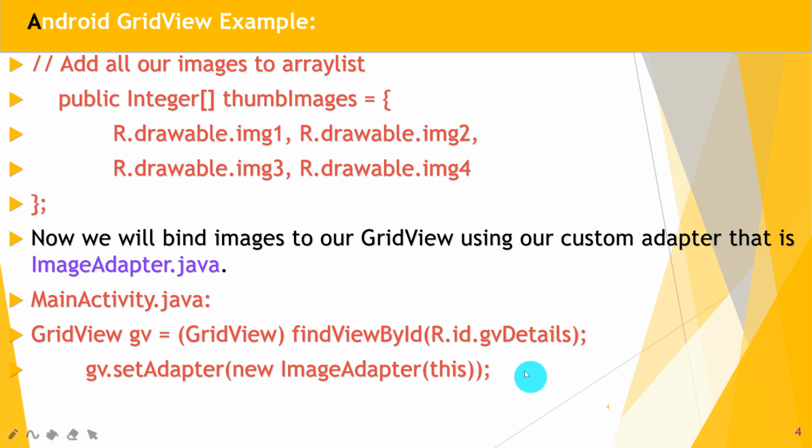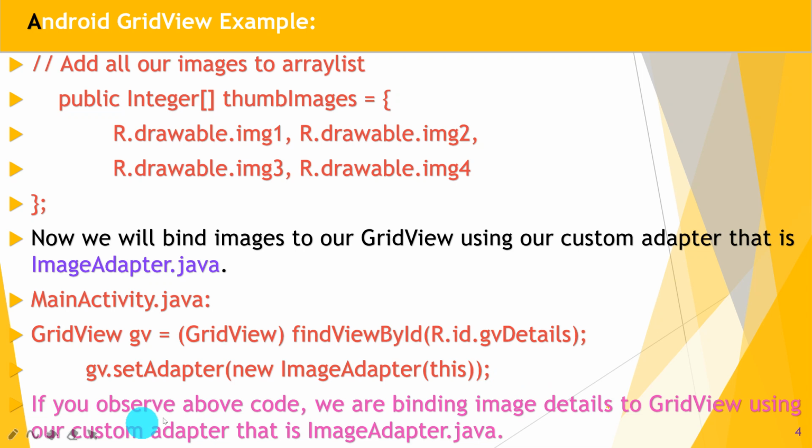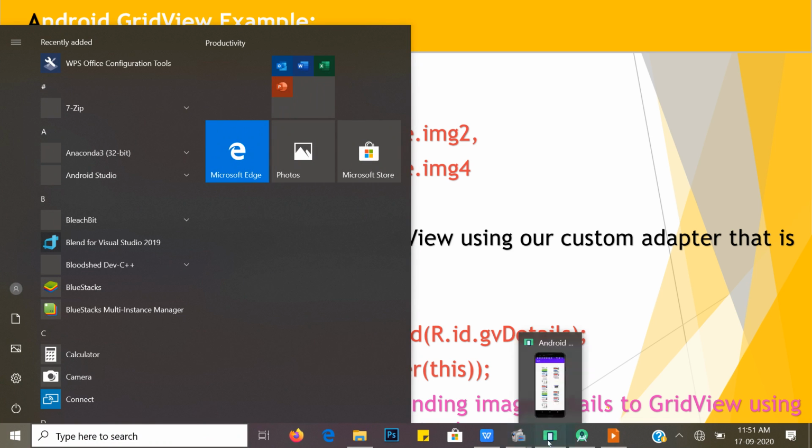Great. So if we observe the above code, we are binding image details to the grid view using our custom adapter, that is ImageAdapter.java. In this file we can create our own customized adapter class which binds the images to your grid view. Guys, hope you understand this. Great. So now it's time to demonstrate it using Android Studio. So let's open your Android Studio.